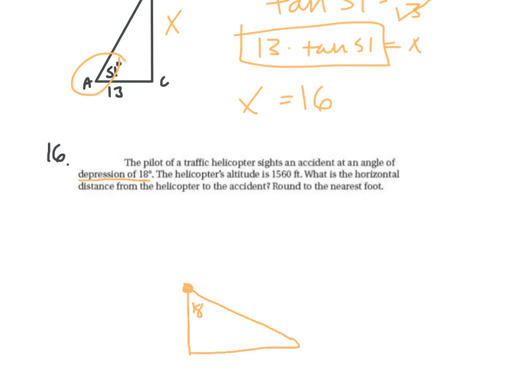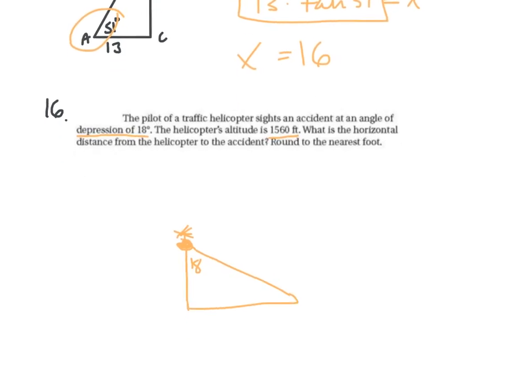So the pilot is in the helicopter. So this is a helicopter. I'm not an artist. The helicopter's altitude is 1,560. So in our triangle here, what's going to be 1,560? The height to the left. So this will be 1,560. And it is asking us for the horizontal distance. So this horizontal line we call X.